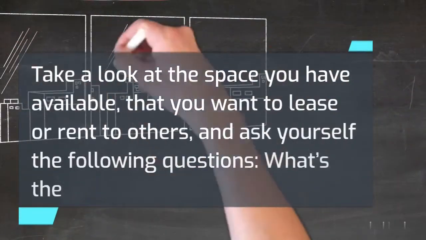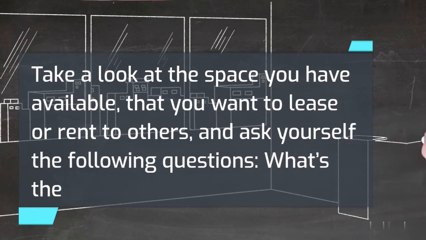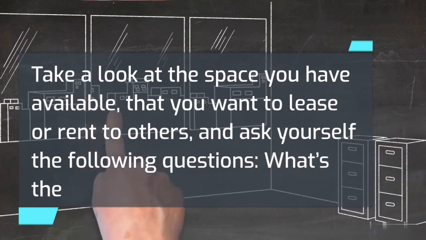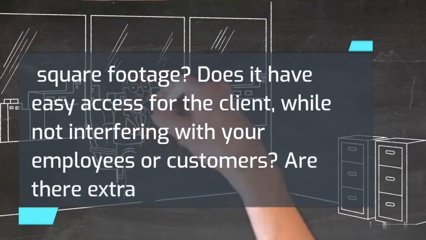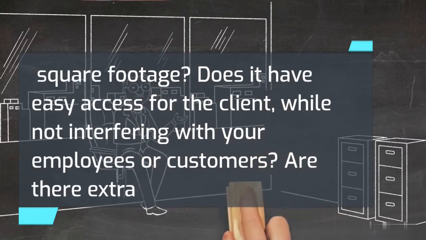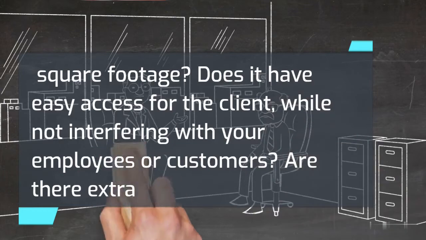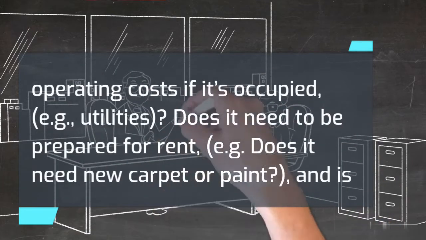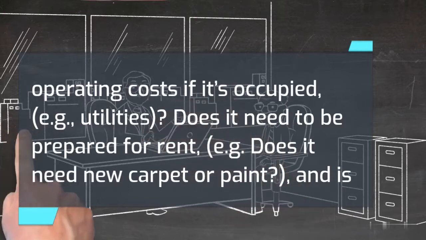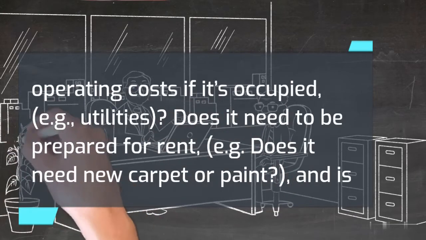Take a look at the space you have available that you want to lease or rent to others, and ask yourself the following questions. What's the square footage? Does it have easy access for the client, while not interfering with your employees or customers? Are there extra operating costs if it's occupied, for example, utilities? Does it need to be prepared for rent, for example, does it need new carpet or paint? And is there a cost?